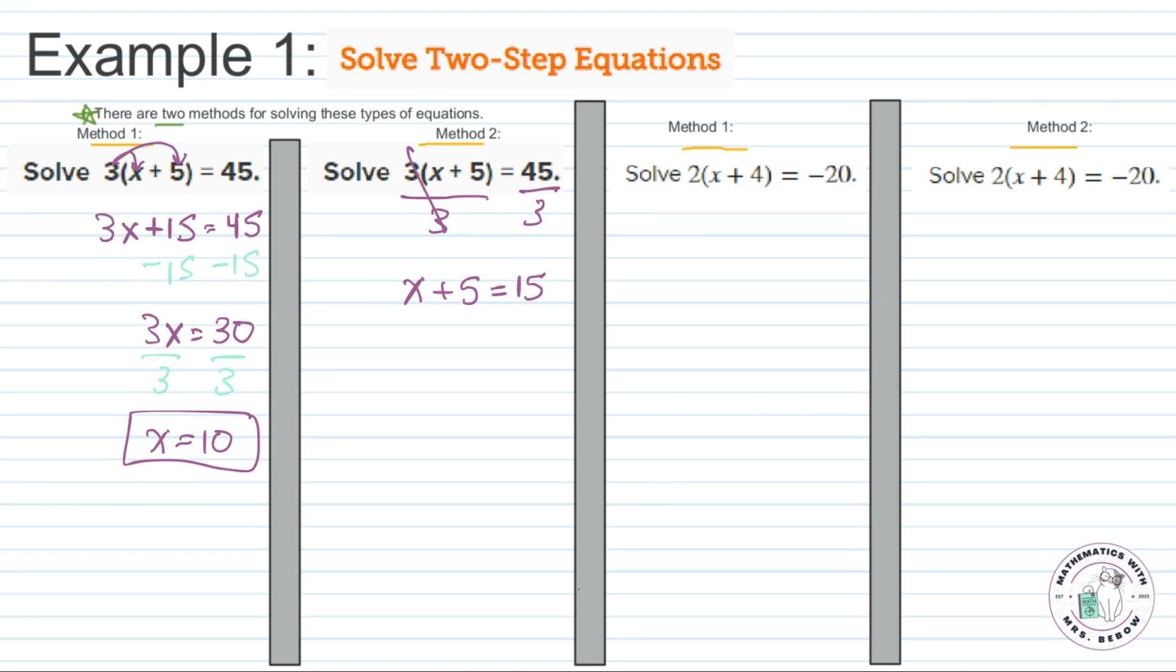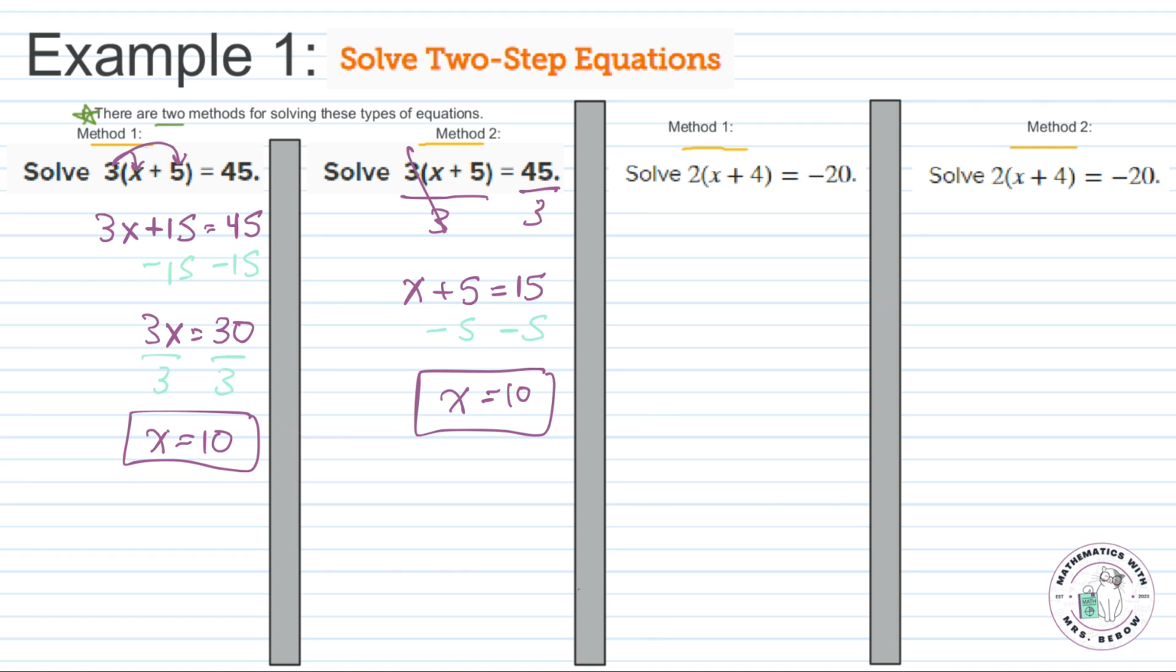At this point, it's a one-step equation. To get rid of that plus 5, we're going to subtract it from both sides of our equation, and then we'll have x equals 10. So we get the same exact answer, just a slightly different way. Method 1, we took like 3 steps to solve. Method 2, it did take 2 steps to solve. So either way works. We get the same exact answer. You choose whatever works best for you.